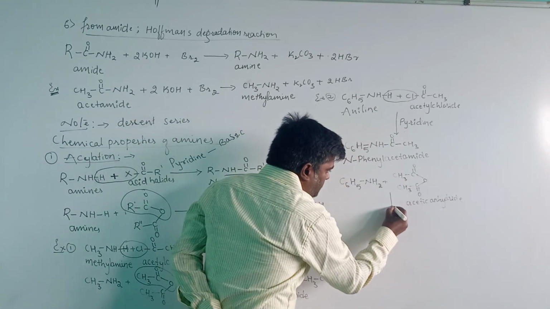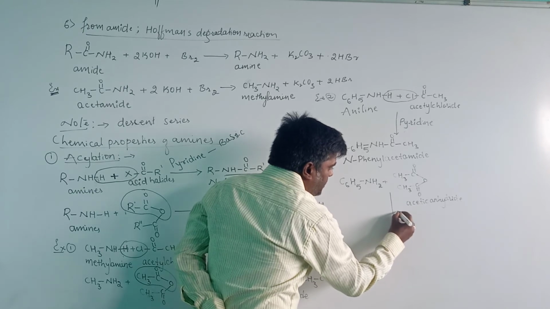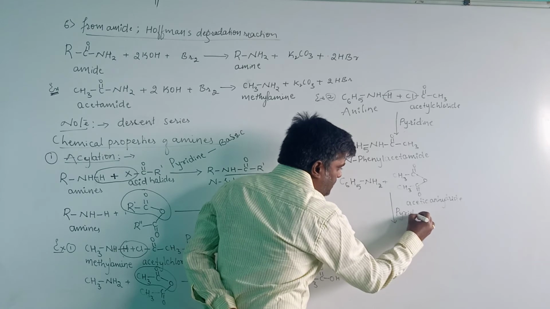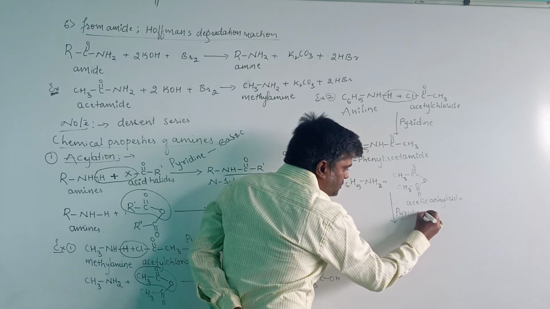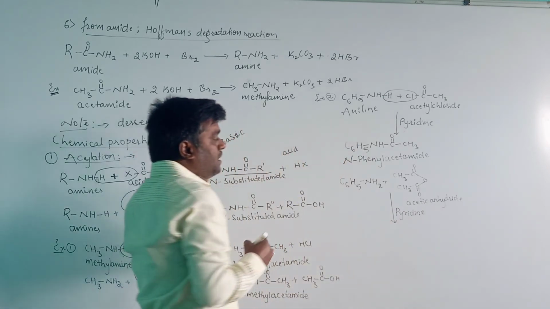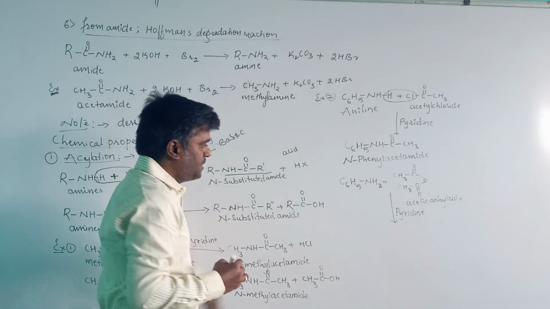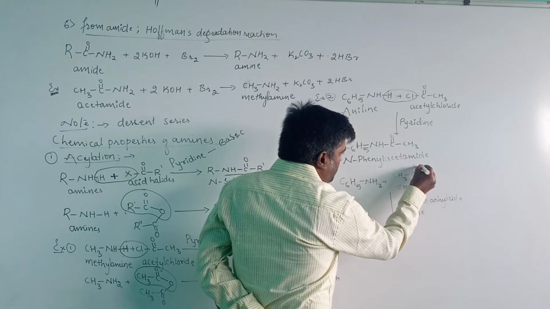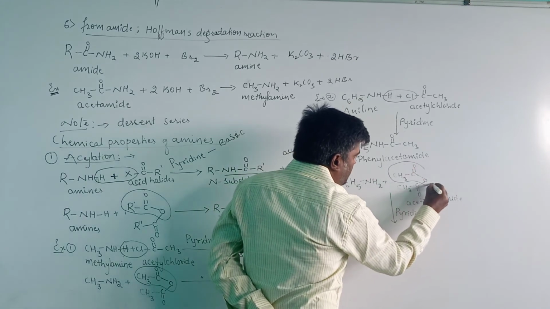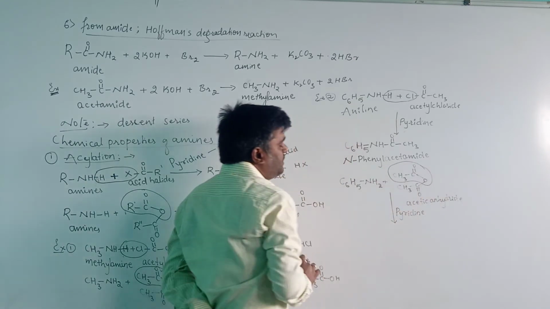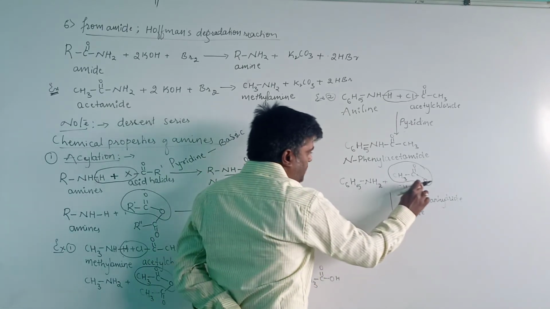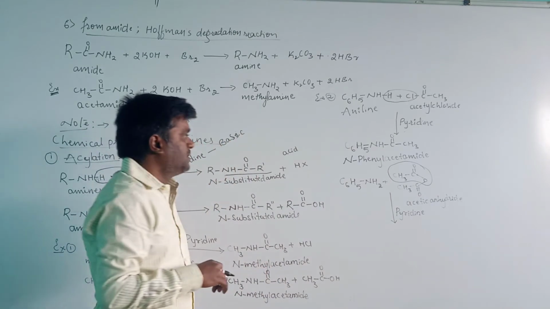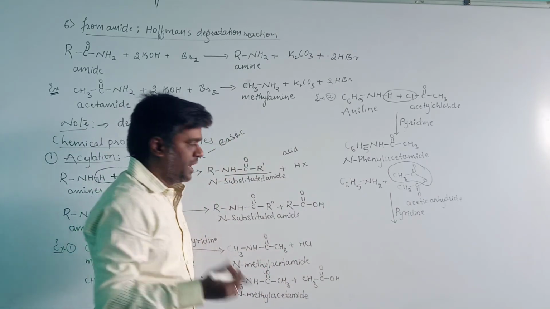When aniline reacts with acetic anhydride in the presence of pyridine as a catalyst, in this reaction we use pyridine as catalyst, and it shows basic character. Then this part will combine with the hydrogen and get converted into acetic acid, and this part will directly attach to the nitrogen and get converted into N-substituted, that is N-phenylacetamide.